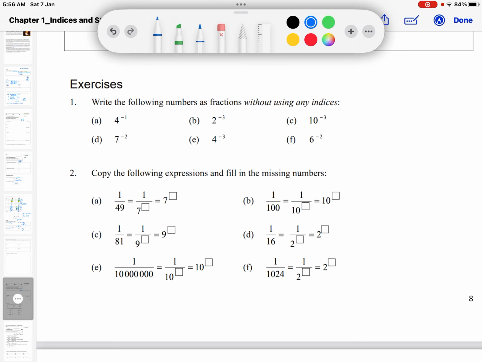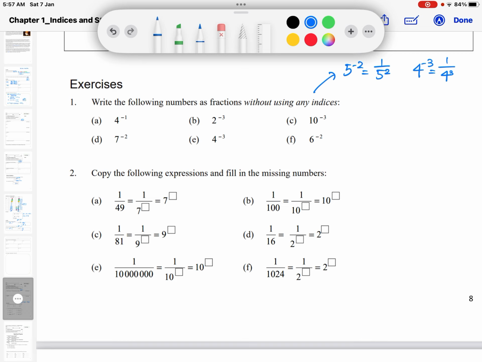I hope you have completed the exercises on top. So now we'll look at the exercise below. The questions here are: write the following numbers as fractions without using any indices. If you recall in the last lesson, we said that 5 to the power of negative 2 can be written as 1 over 5 to the power of 2. We also say that, for example, 4 to the power of negative 3 can be written as 1 over 4 to the power of 3.